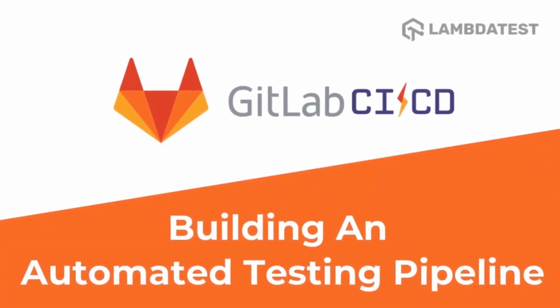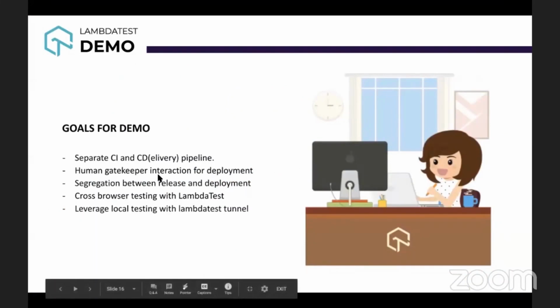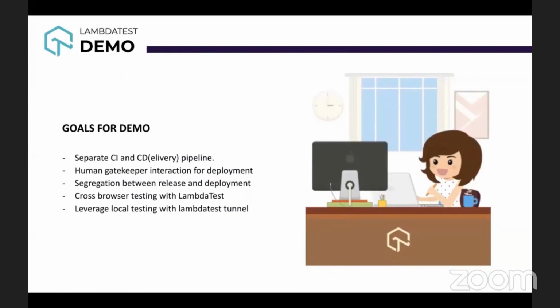So there are some goals for the demo: there should be a separate CI and CD pipeline, human gatekeeper interaction for each deployment, and segregation between release and deployment. This is very necessary. What it means is that code should be allowed to get merged into the master branch, but it should not be released automatically. It should only be released by creating some special event that can be done only manually.